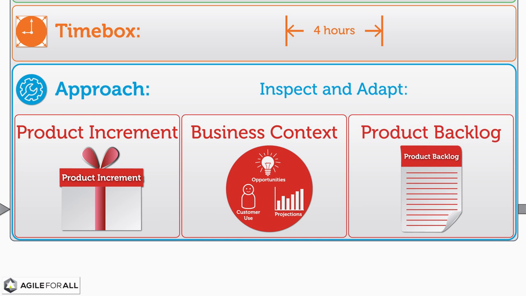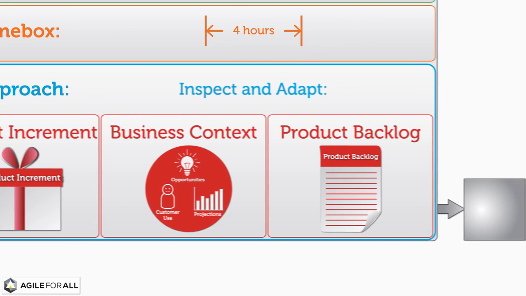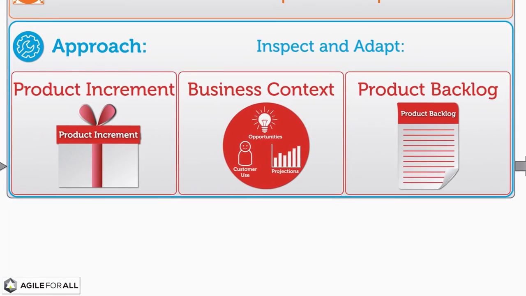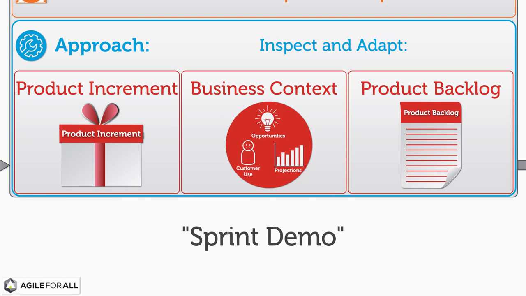Finally, the product backlog is adapted based on the discussion so that the Scrum team enters the next sprint with a shared understanding of the priority and context of their work. The output of the sprint review, then, is a revised product backlog that defines the probable product backlog items for the next sprint. Some people incorrectly refer to the sprint review as the sprint demo.